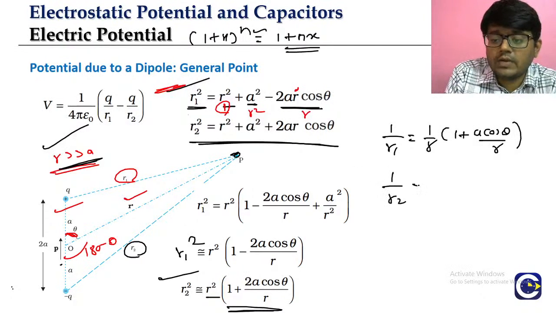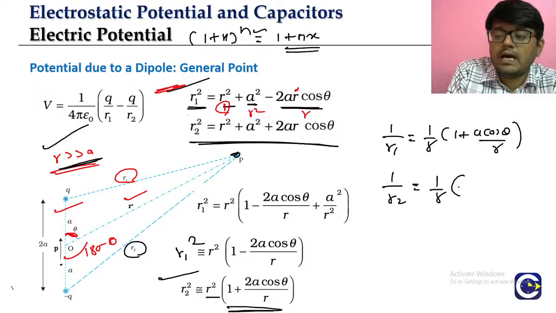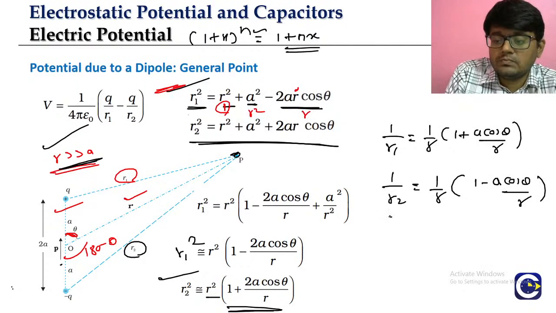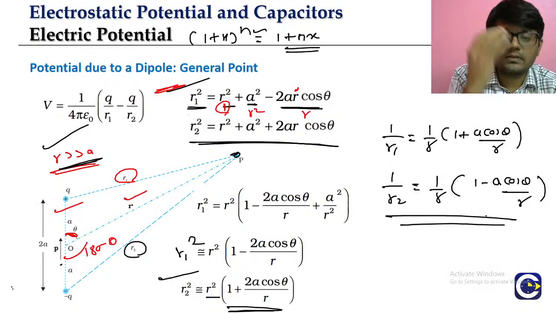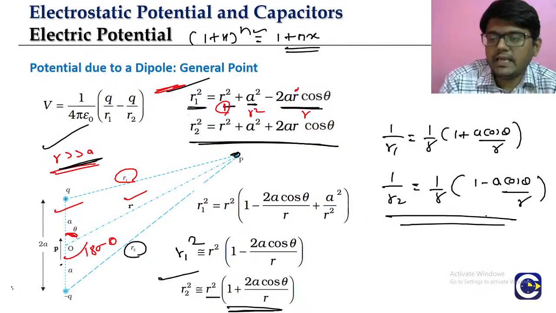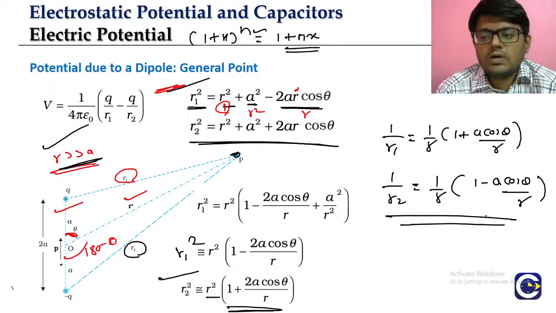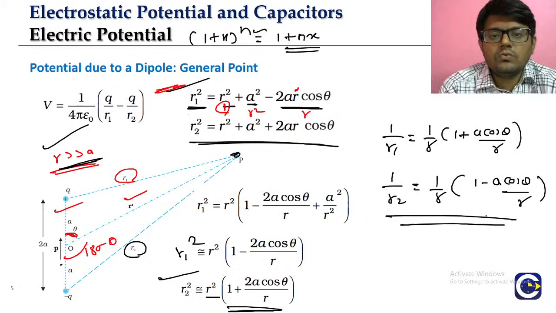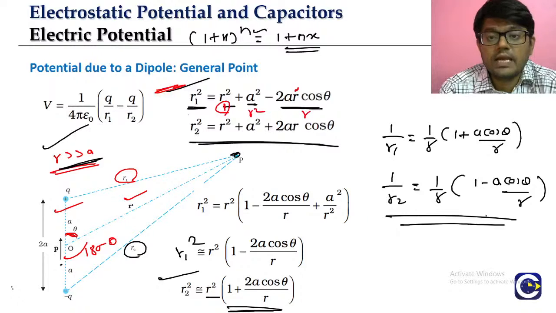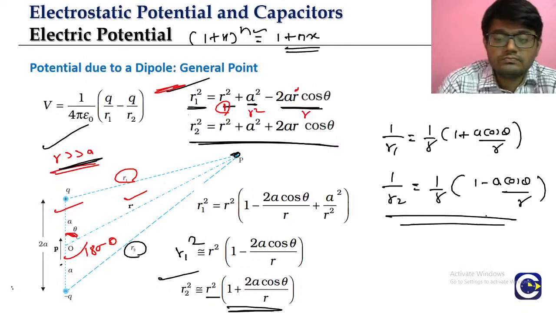So from this, 1 by r2 will come like this: 1 by r into 1 minus a cos theta by r. Okay, so what are we going to get? 1 by r1 is 1 by r into 1 plus a cos theta by r. 1 by r2 will be 1 by r into 1 minus a cos theta by r.